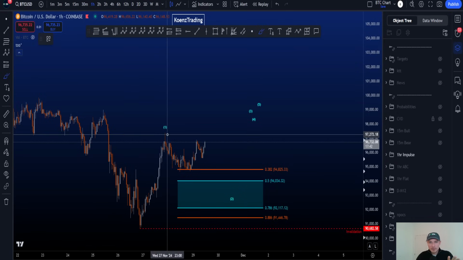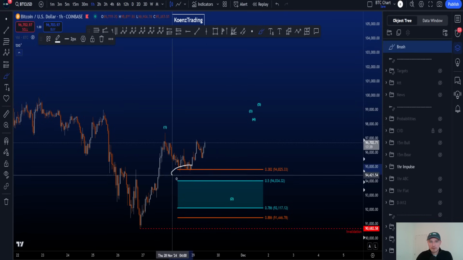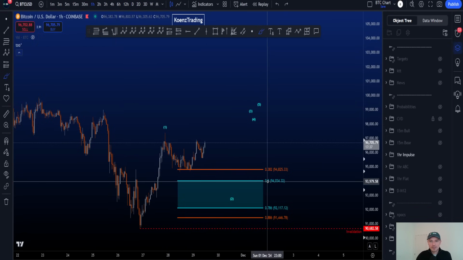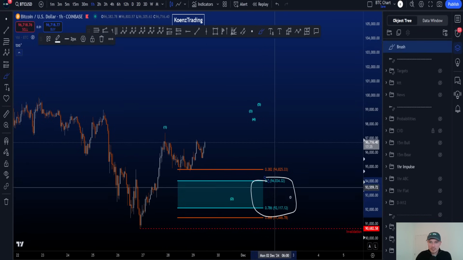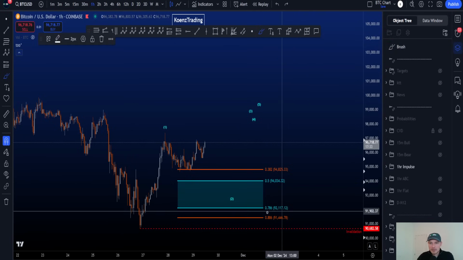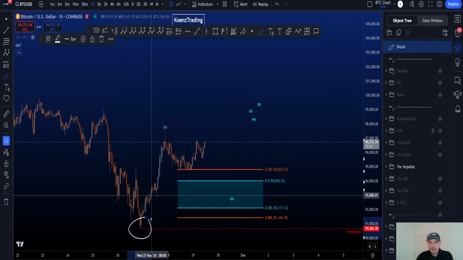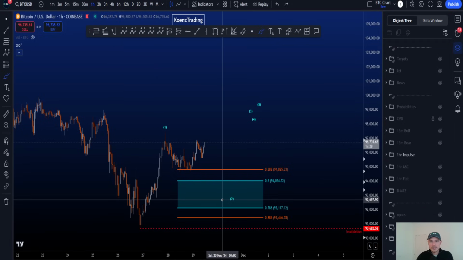So here we have our 1. We look for a wave 2. Minimum target for 2 is reached, the 0.382. Common target is the blue box here, 0.5786, 94K, 92.1K. Invalidation is the low at 90.6K.